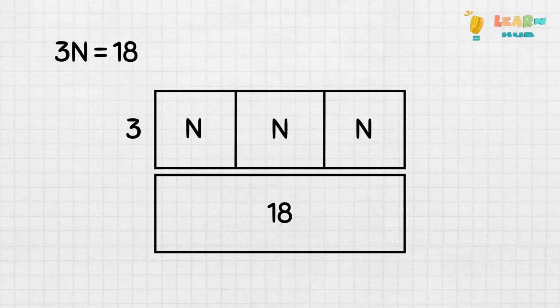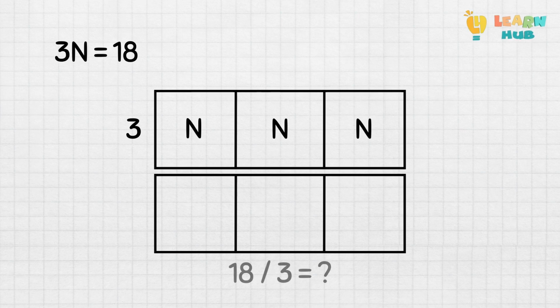This also means 3n. Remember what we talked about bars with equal lengths? Suppose we also divide the bar at the bottom into 3 parts so that we can have similar lengths. So, if we divide 18 into 3 equal portions, how many should be in each portion? Correct. Each smaller bar must be 6. This means that the value of n is 6.